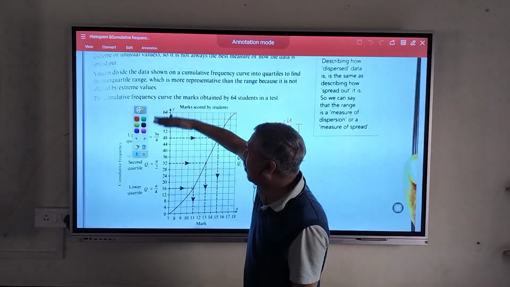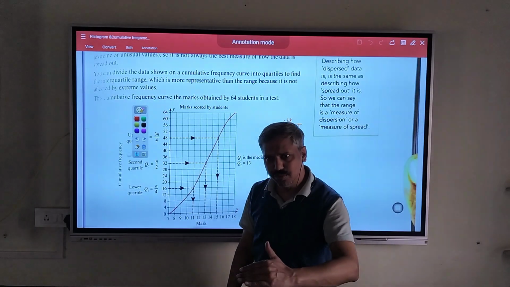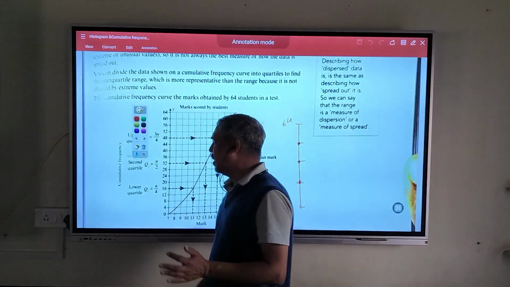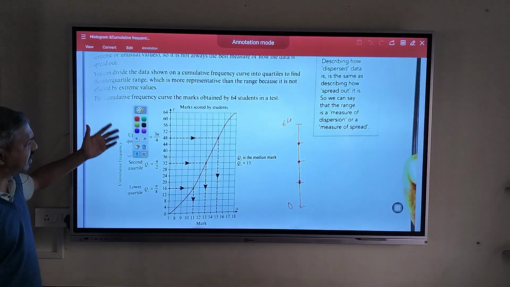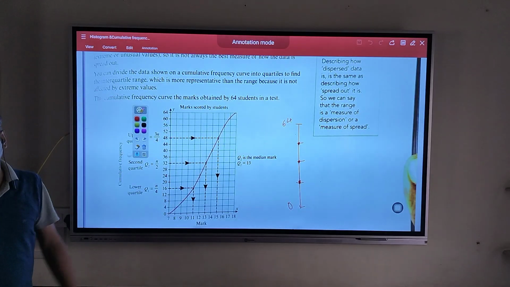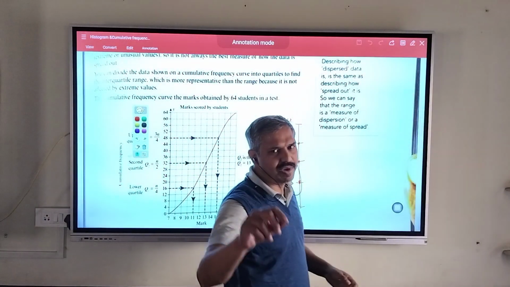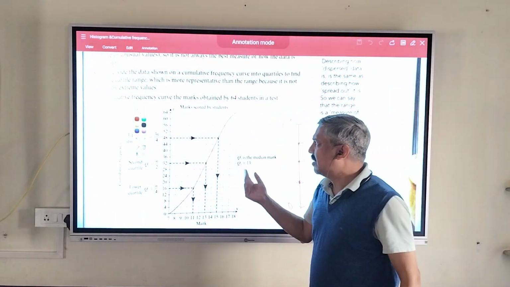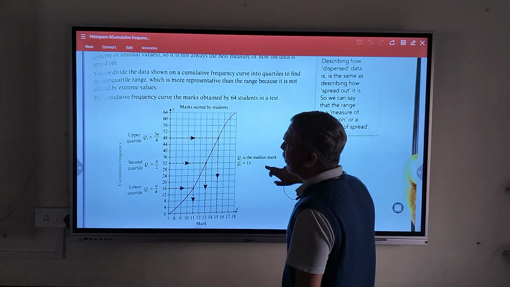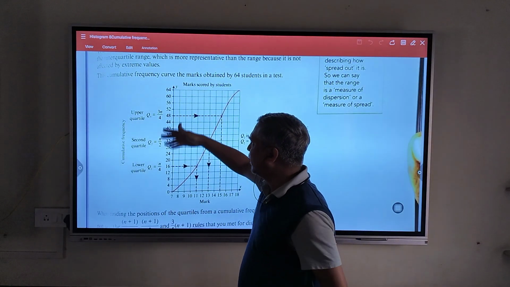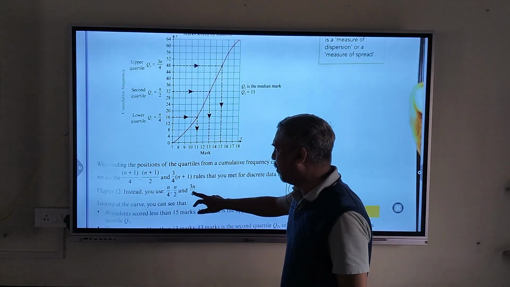But because on a frequency diagram the first quartile is shown lower, it is also called the lower quartile. The third quartile is upper, so it is called the upper quartile. And the second quartile is called the second quartile, which is the midway mark. So we can easily get the values of quartiles and then appropriately solve the questions. There is nothing great.